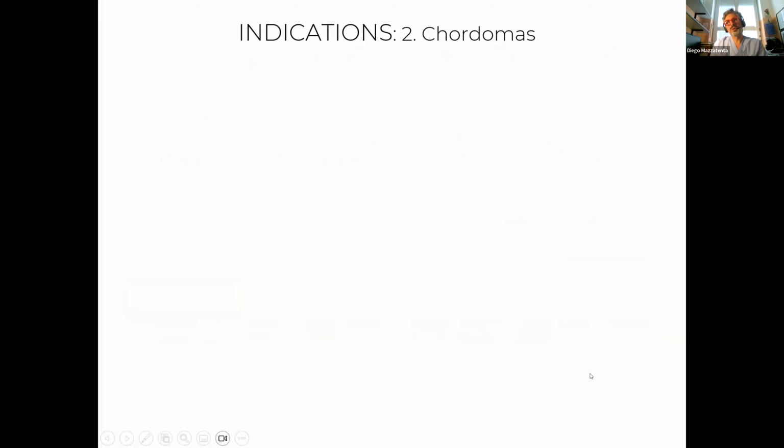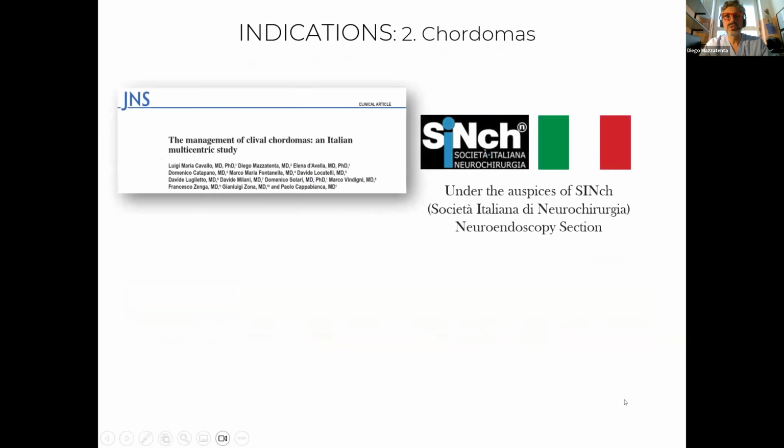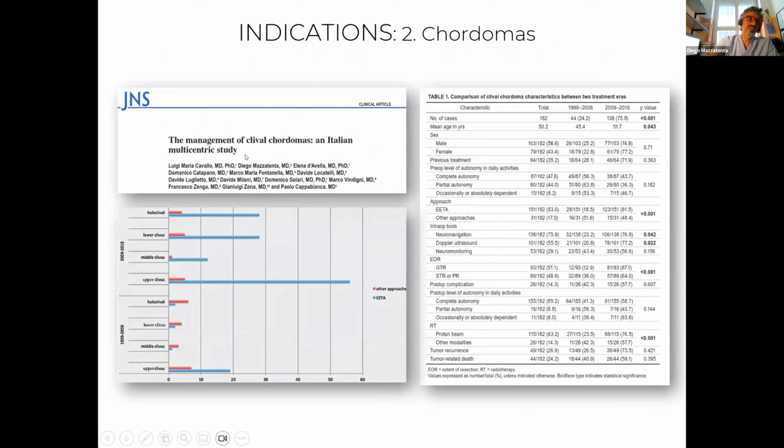The second class of tumor where the endoscopic endonasal approach is the best choice to treat is the case of chordomas. This is a paper, an Italian multicentric study. In this study, we divided two different periods, 1998 to 2008, and 2009 to 2018. The endoscopic endonasal approach was the best approach in the new, endoscopic era, and the results of gross total removal were also significant.